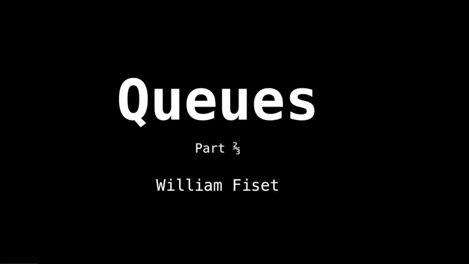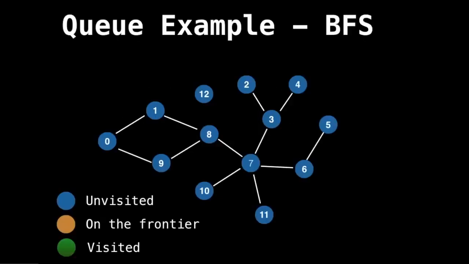In this video, we're going to have a look at how queues are used to do a breadth-first search, and then we're going to look at the actual implementation details of how enqueuing and dequeuing elements works. Okay, on to the breadth-first search example.